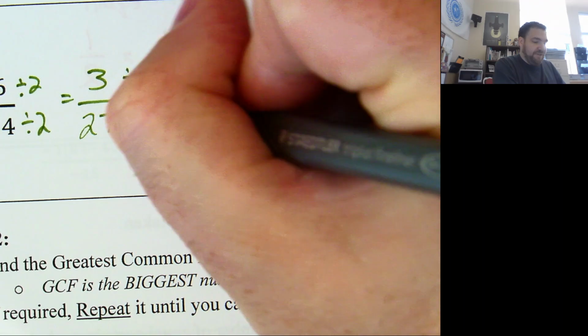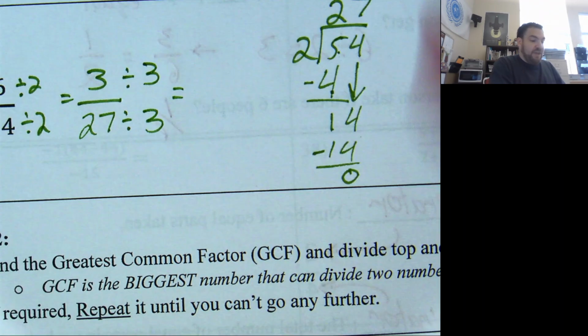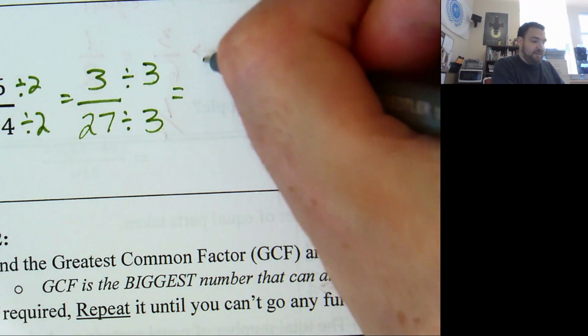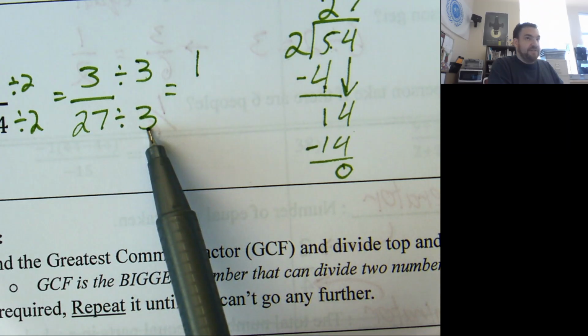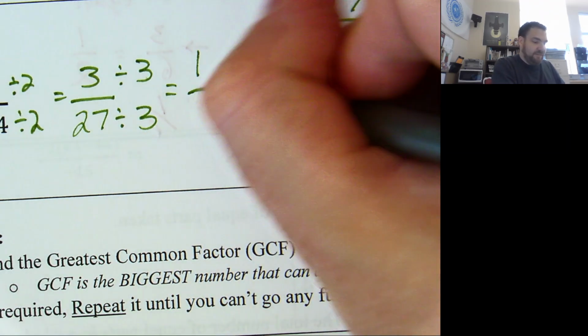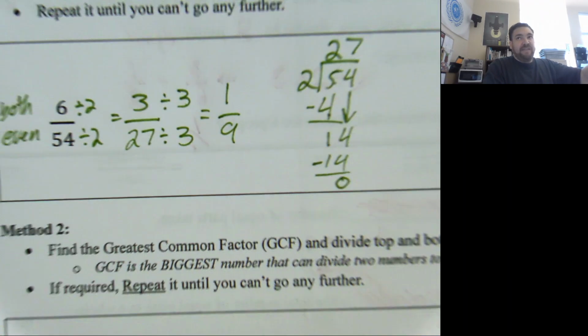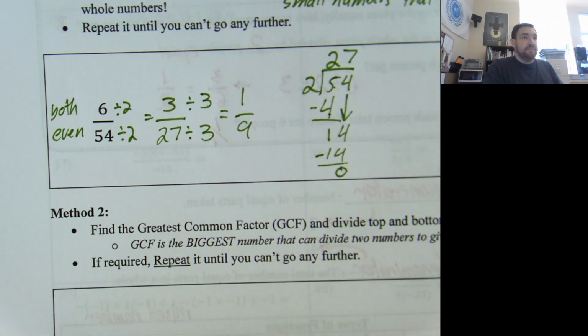I'm going to divide this thing by 3. I'm going to divide this thing by 3 as well. 3 divided by 3 is 1. And 27 divided by 3 is 9. And now, I can't divide 1 by anything. So we're done.